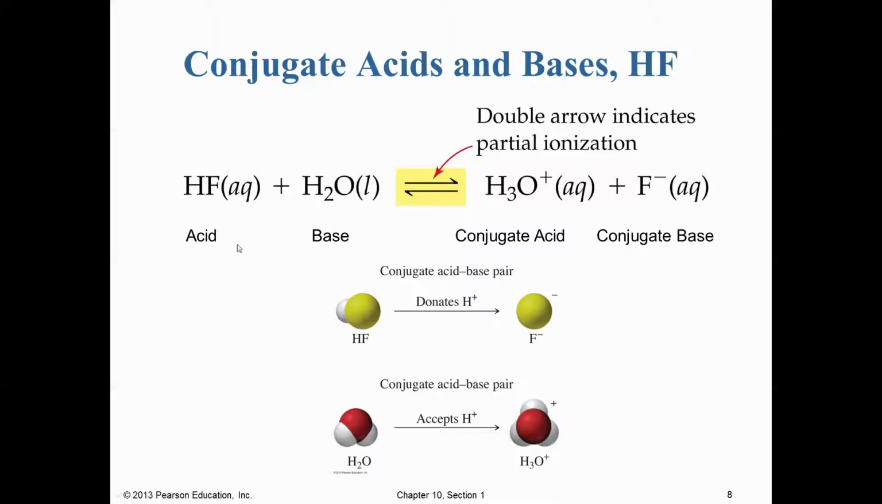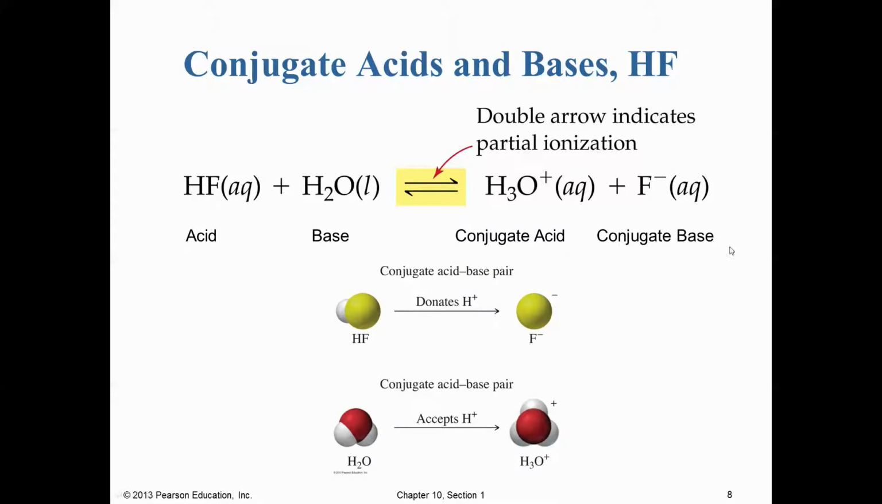So in addition to having an acid and a base on the left side of the equation, we actually have a newly formed acid called the conjugate acid, in this case our hydronium ions on the right, and a newly formed base called the conjugate base, which is our fluoride ions here, our new proton acceptor.